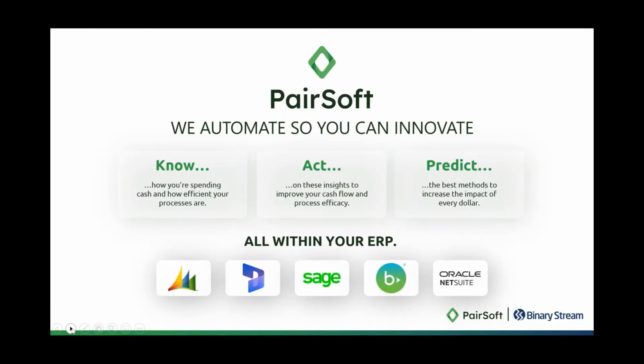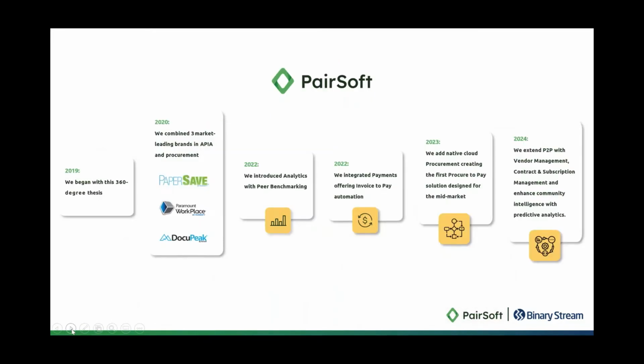Next slide, please. So just a little bit about where we've come from and where we're going. We all know that we live in interesting times, and at PairSoft, we believe that fortune favors the bold. Back in 2019 and 2020, we created the foundation of our vision for Procure to Pay by consolidating 3 brands: PaperSave, Paramount Workplace, and DocuPeek into one combined mid-market leading solution provider.